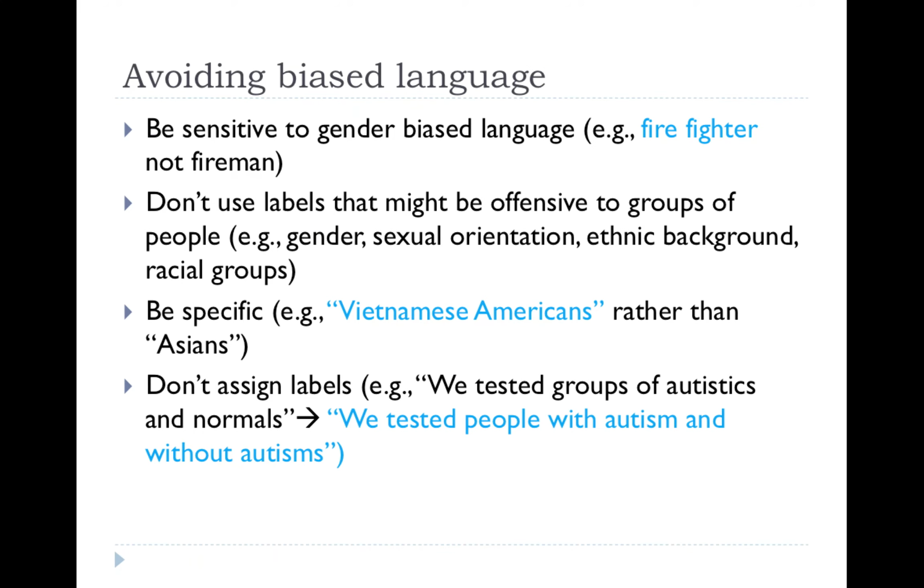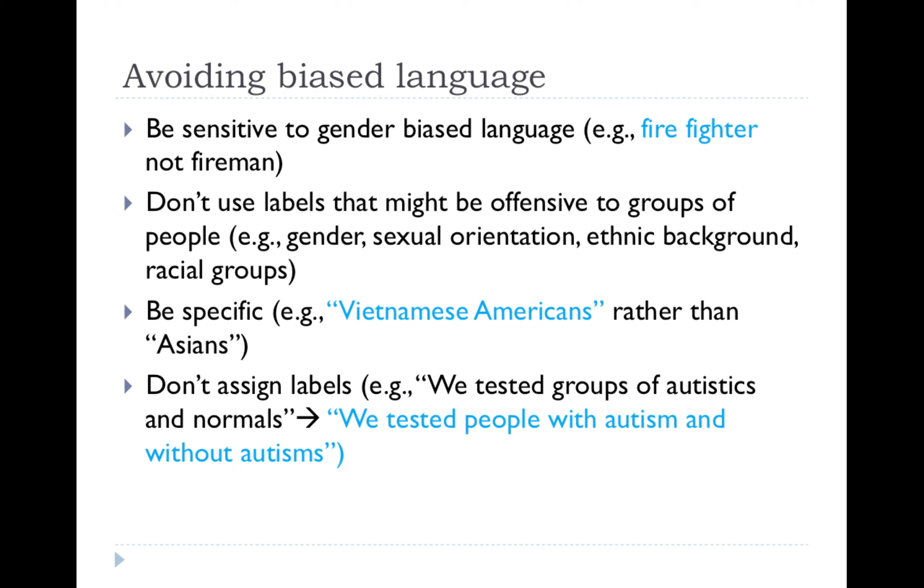Also, APA is very committed to really avoiding biased language. So some examples would be just being really sensitive about the language that you use. So it should be gender neutral, using things like firefighter rather than fireman. Be very careful about the labels that you use. Look at the literature, see what other people have called it. Make sure that you use the politically correct term.